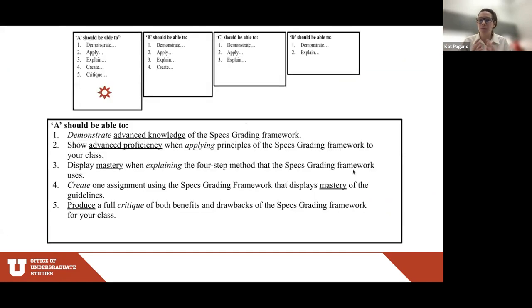So let's talk a little bit more specifically. If students want to get an A in the class, they need to demonstrate this advanced knowledge. And of course, I've made this specific to this workshop. So of the specs grading framework, they need to show advanced proficiency when applying. I have those action words from Bloom's taxonomy in here. They need to display that mastery. They need to create this. They need to produce. You can see these are quite robust. And if students fulfill these, they're going to get an A. Now let's take a quick look at a B.